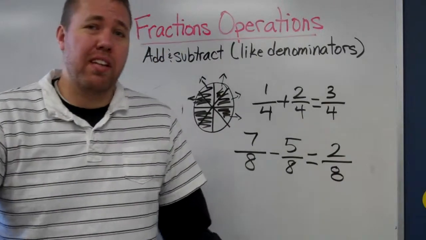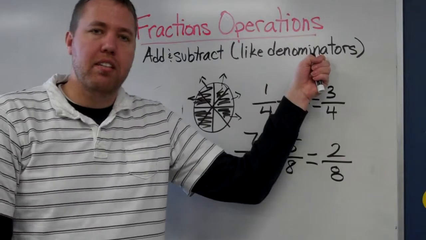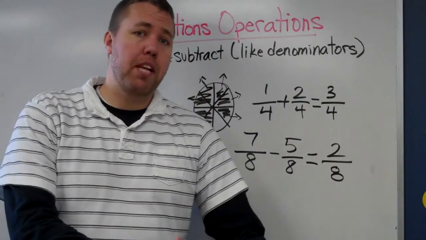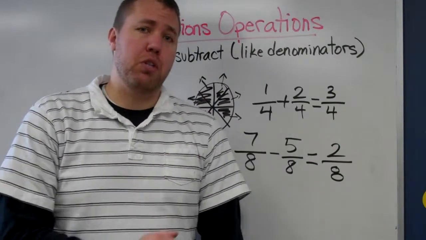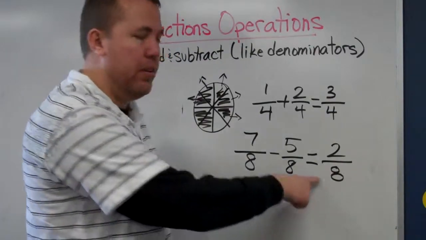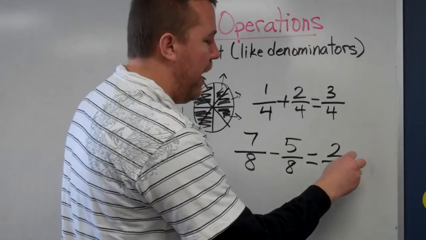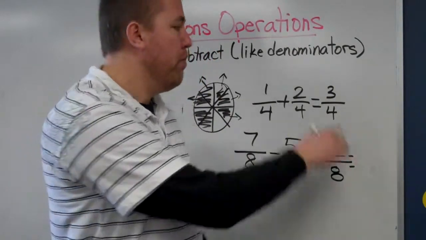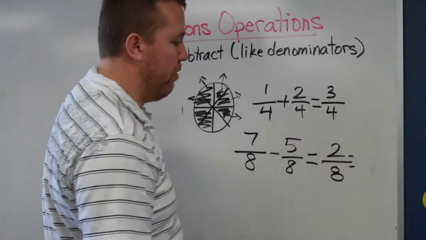So I guess the real thing to remember is when we are adding and subtracting with like denominators that are the same, we keep the denominator the same, and we simply just add or subtract the numerators. Last thing, 2/8. Now we got to go back a couple weeks in our skills and simplify. We simplify anything we can. 3/4 is already simplified because 3 is a prime number and it doesn't go into 4.